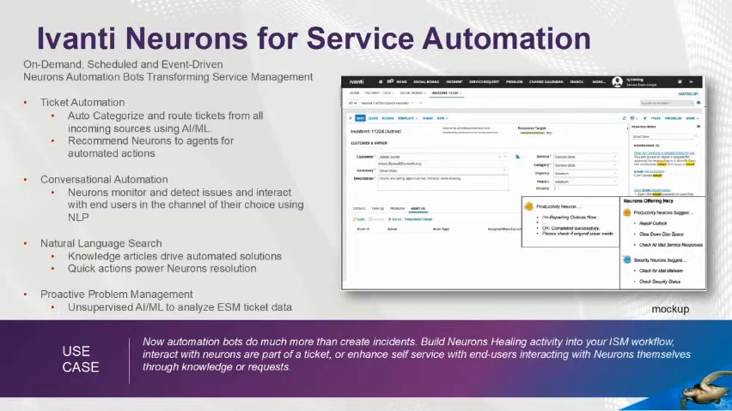So one of the key requirements and requests that we've had for quite a while now is to say, how can we automatically categorize and route tickets from all incoming sources? And the answer is yes. So this for me is one of the great ones, because I've really been waiting for this for a while. You know, incident management is incident management is incident management.